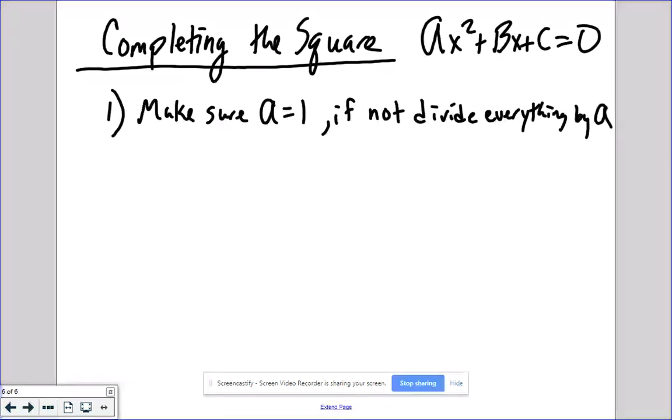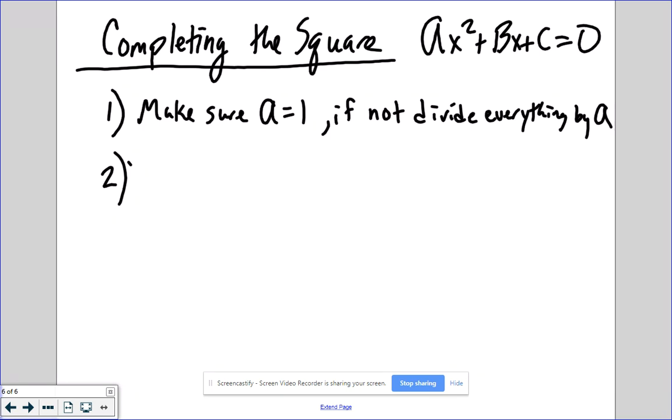Yep. Which is part of the reason completing the square gets ugly, because if A is not 1, you end up with B as a fraction, and then you're having to square and multiply by a fraction, and it gets ugly. But it is a valuable tool to have. So, we are assuming now A is equal to 1, we're in good shape.